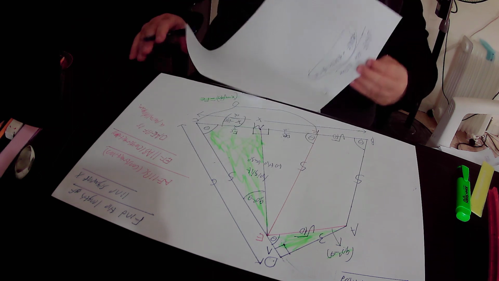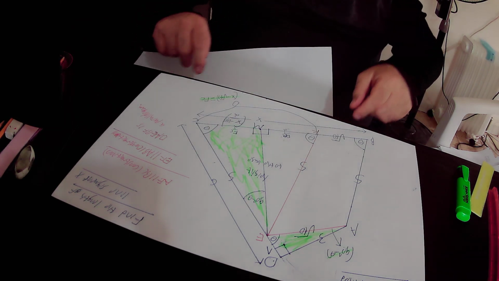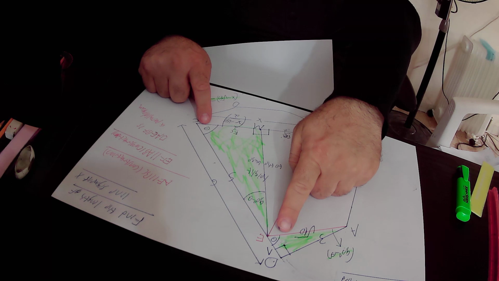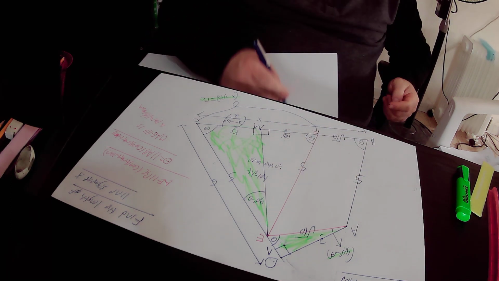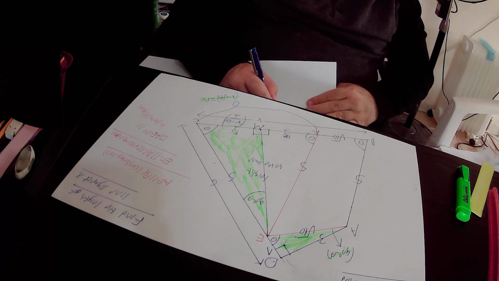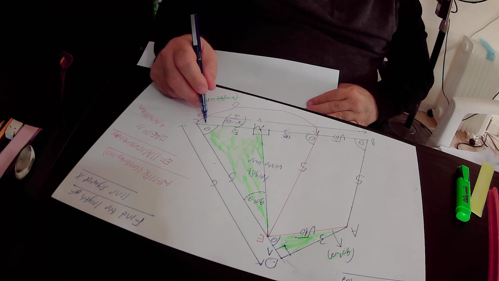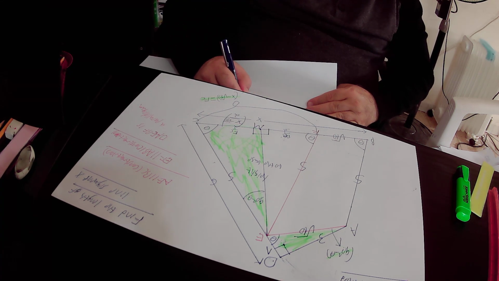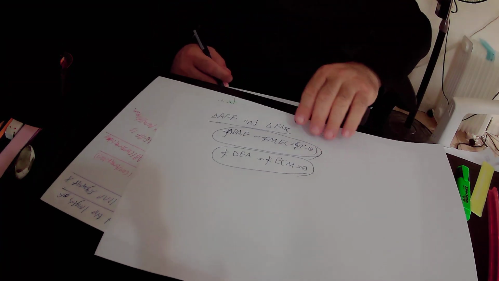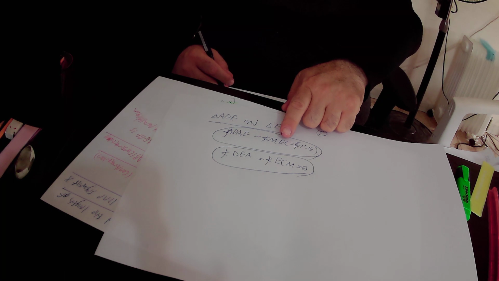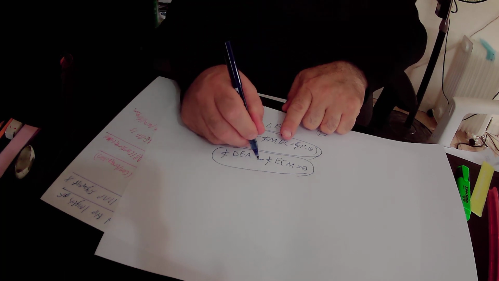In addition, we have those two angles that are both equal to theta, therefore they are equal to each other. So angle DEA equals this angle that is actually angle ECM, and they are both equal to theta. I will do it again: angle DEA equals angle ECM, and they are both equal to theta.